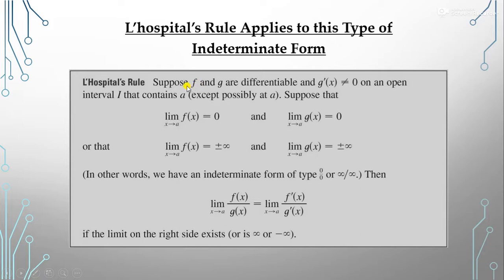Suppose our functions f and g are differentiable and g dash x is not equal to 0 on an open interval I that contains a. Suppose limit x tends to a f(x) is equal to 0 and limit x tends to a g(x) is equal to 0. It means which type of indeterminate form is it? It is 0 by 0. And suppose limit x tends to a f(x) is plus or minus infinity, or limit x tends to a g(x) is plus or minus infinity, so this indeterminate form is infinity by infinity.